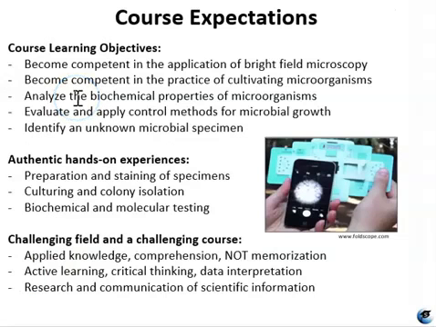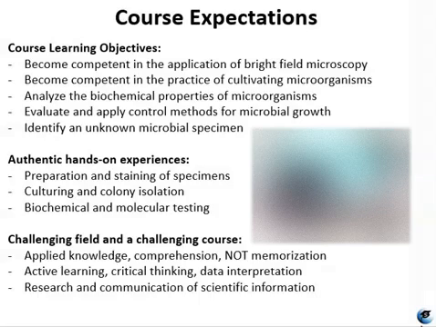The overall learning objectives for completing this course include becoming competent in bright field microscopy, microbe cultivation, learning the biochemical properties and microbial control methods, and identifying unknown specimens. This lab is essentially a long-form supplemental instruction for the micro lecture course. In the lab, students have the opportunity to participate in authentic hands-on experiments. Such experiments include staining, culturing, isolating bacteria and other microbes, and performing identification testing on microorganisms.